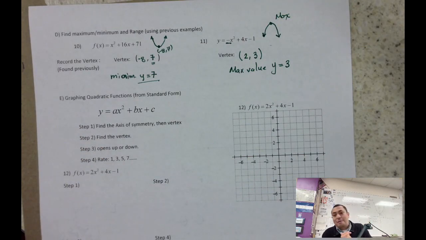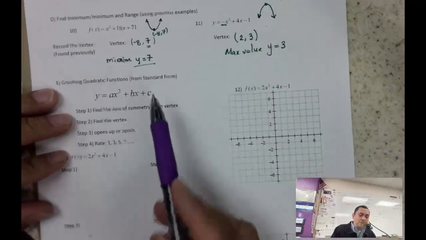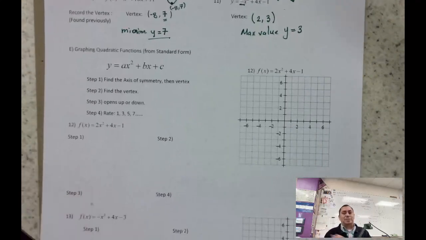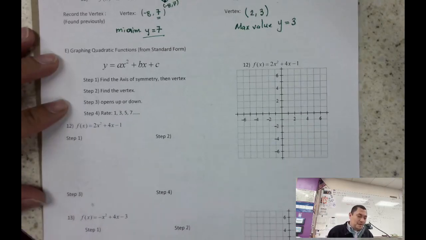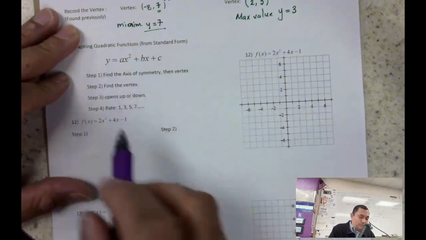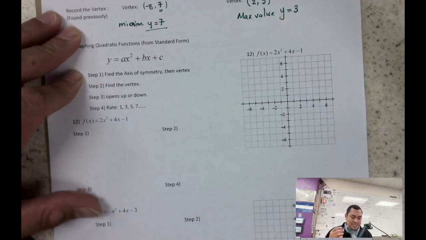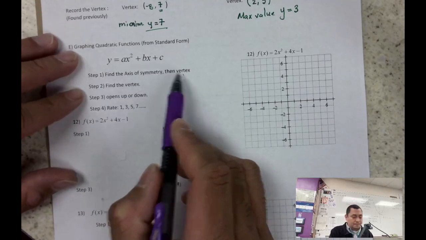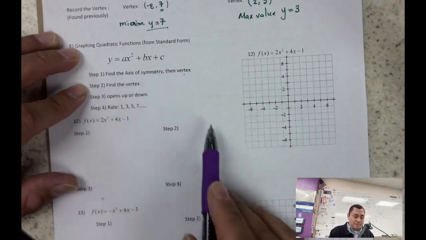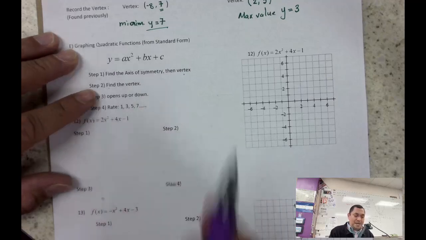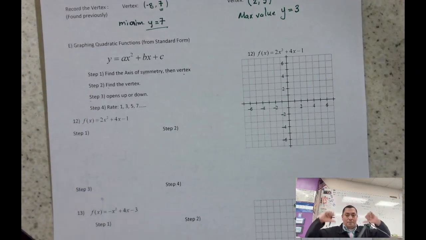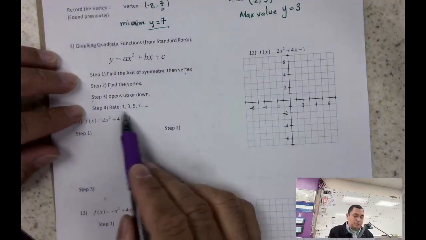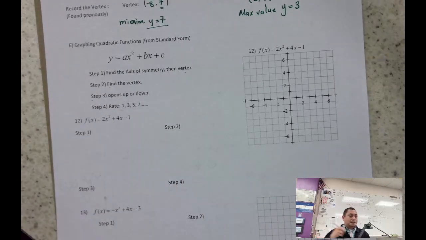What we're going to do now, we're going to graph. We're going to graph quadratic functions from standard form. As you are going to see, vertex form is easier to graph. Graphing a quadratic function in standard form, we're going to have some steps. Step number 1, find the axis of symmetry, then the vertex. Step number 2, find the vertex. Step number 3, does that graph open up or open down? And then we're going to use the rate.